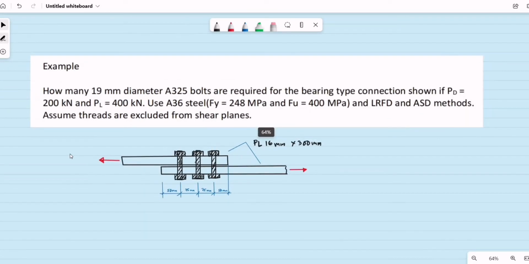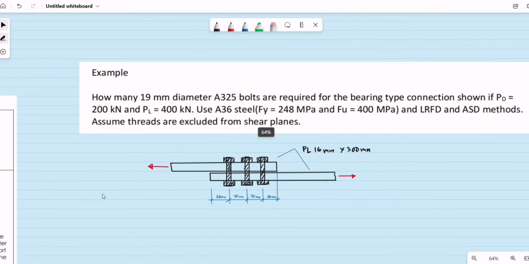Okay, good day. So let's have another example for the design and analysis of a simple connection for steel design. So for this example, how many 19 millimeters diameter A325 bolts are required for the bearing type connection shown if you have a dead load of 200 kilonewtons and a live load of 400 kilonewtons. So we are to use A36 steel.